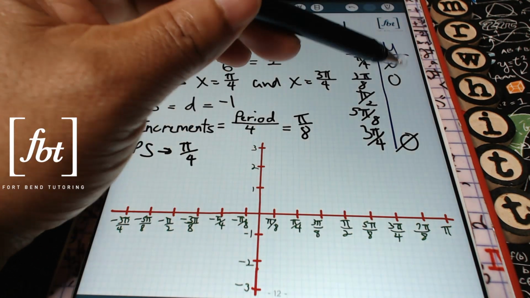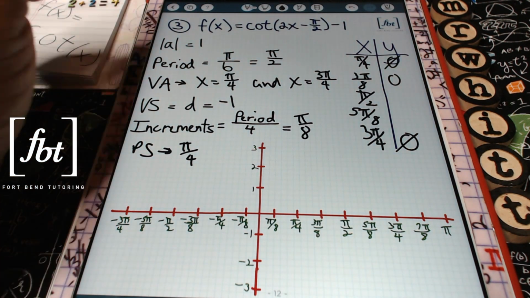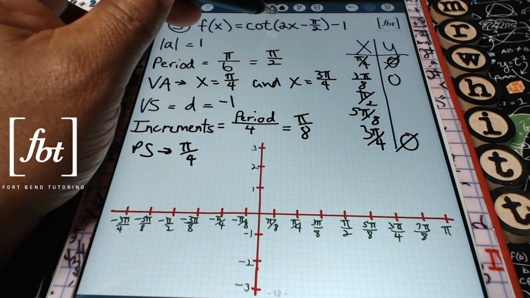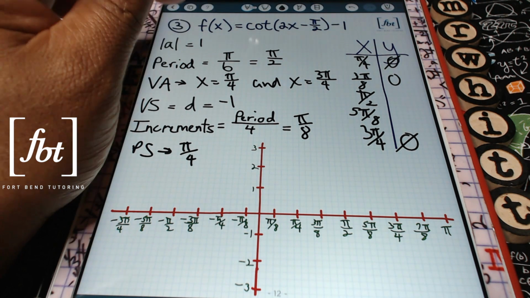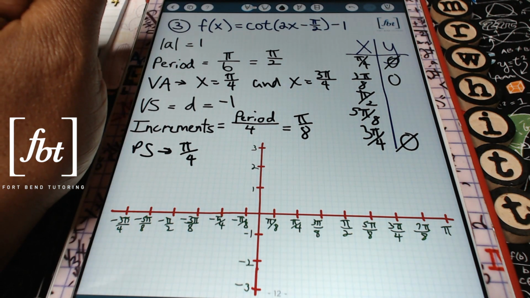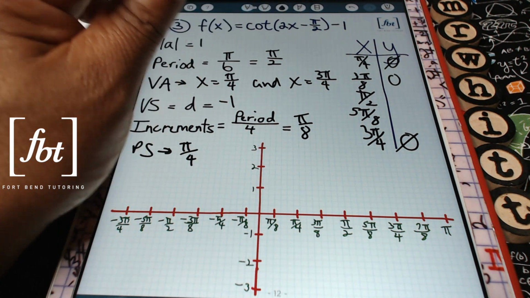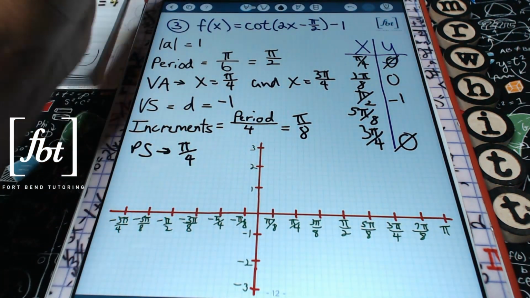So that's going to affect our y values that we've gotten up to this point. Now, plugging in pi over 2, 2 times pi over 2 is pi, and pi minus pi over 2 is pi over 2. Cotangent at pi over 2 is going to be 0. And 0 minus 1 gives you a result of -1.